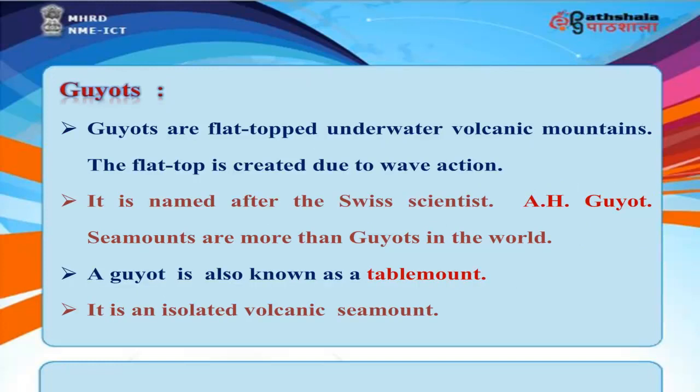Guyots. Guyots are flat-topped underwater volcanic mountains. The flat top is created due to wave action. It is named after the Swiss scientist A.H. Guyot. Seamounts are more numerous than guyots in the world. A guyot is also known as a table mount. It is an isolated volcanic seamount.